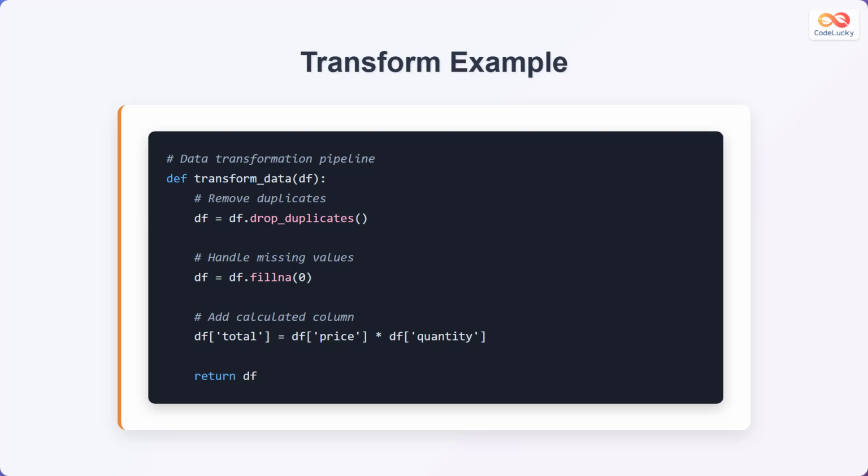Here is an example of a transformation pipeline. In this Python code, the function transform_data takes a data frame as input, removes any duplicate rows, fills missing values with 0, and adds a new column called total that is calculated by multiplying the price and quantity columns. The transformed data frame is then returned.